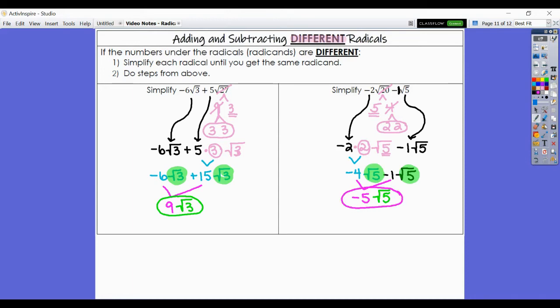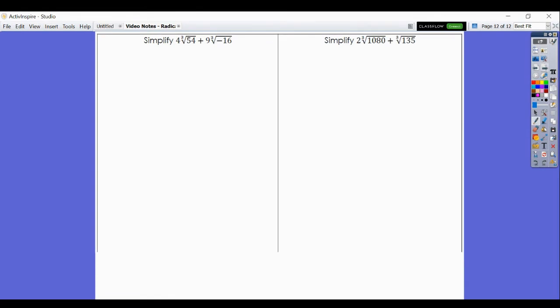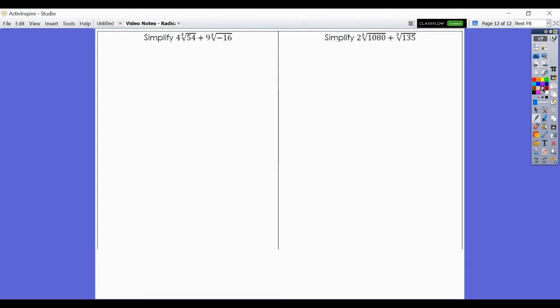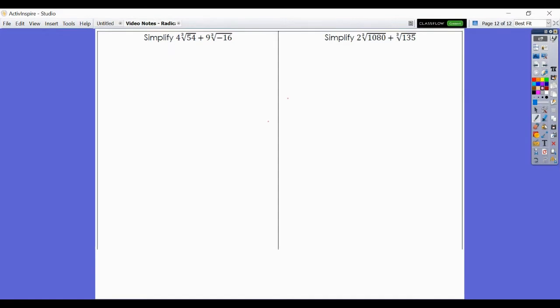Let's go ahead and try two more examples here. In the next example, we want to simplify 4 times the cube root of 54 plus 9 times the cube root of negative 16. I can simplify both, but I want to do one at a time. So I'm going to take the first radical I see, which is a cube root of 54, and think of factors of 54. Two numbers that multiply to 54 are 9 and 6. Then two numbers that multiply to 9 are 3 and 3.